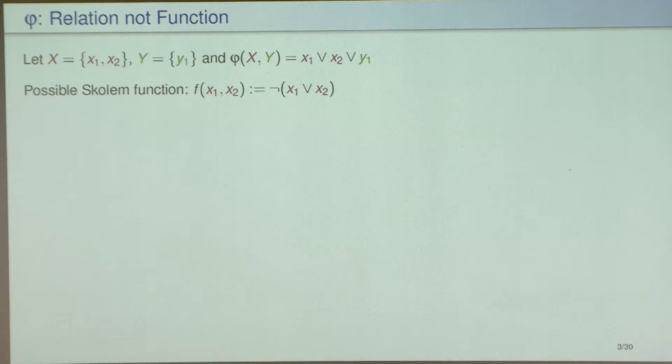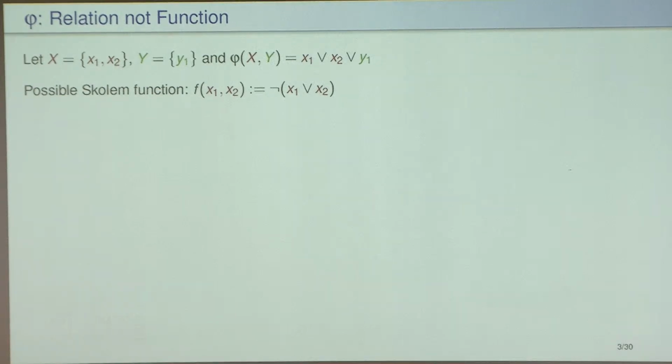Okay. One thing I do want to emphasize here is that the problem is hard and interesting in the case when phi is a relation, not a function. What do I mean by that? For a given assignment to X, there might be many possible valuations of Y that satisfy this phi. So here's a simple example. Consider the phi that is x1 or x2 or y1.